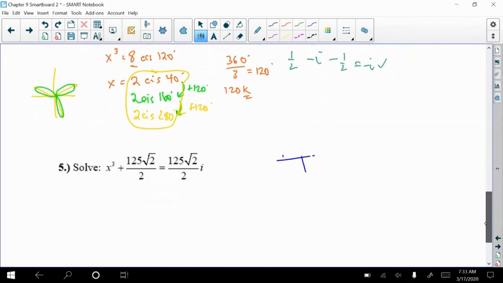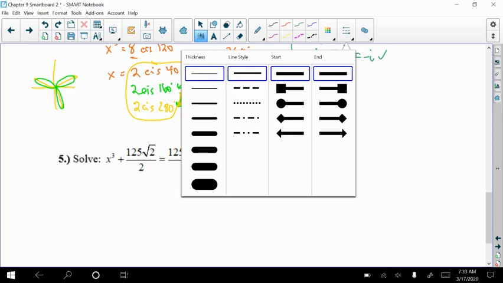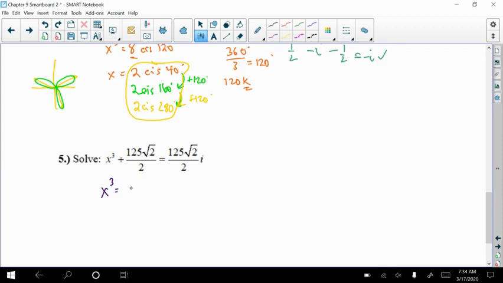Okay, let's solve the next one. Again, it kind of looks intimidating, but we'll have a little faith that this is going to work out nicely. Again, not real coefficients, so I'm not expecting complex conjugates, but I do want to isolate our x cubed. So let's go ahead and bring that over. Remember, because it's x cubed, like the last one, we're expecting 3 solutions. So I'm going to say x cubed equals -125 root 2 over 2 plus 125 root 2 over 2 i, so that I have it in the a plus bi form.